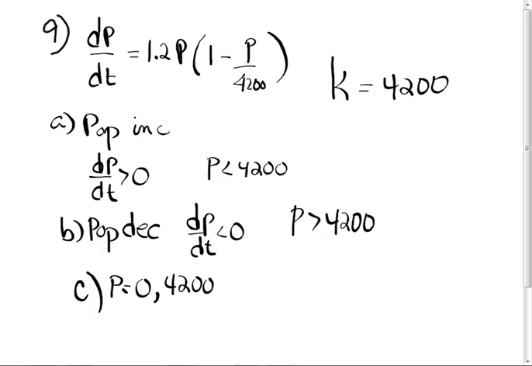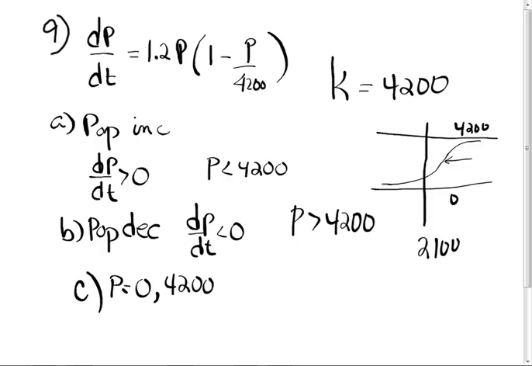When do you think the population's changing at its fastest rate? Middle, right. Exactly where? The derivative. This is 4,200, this is 0. It would be at the inflection point, which happens to be exactly halfway. It's 2,100.